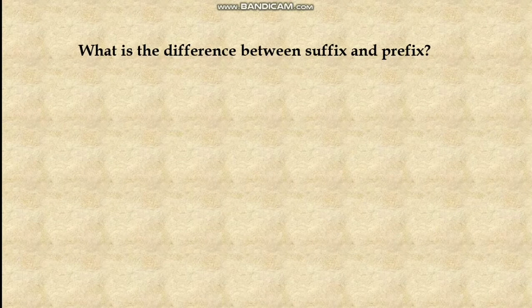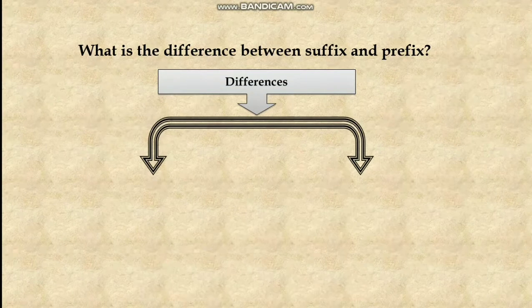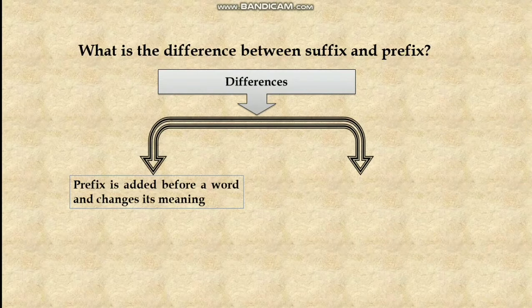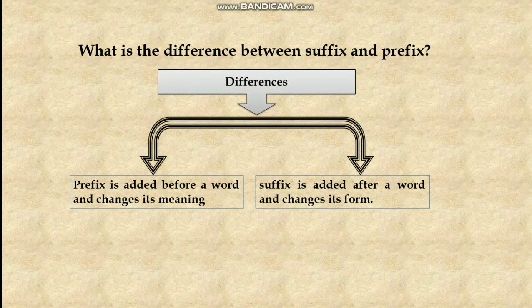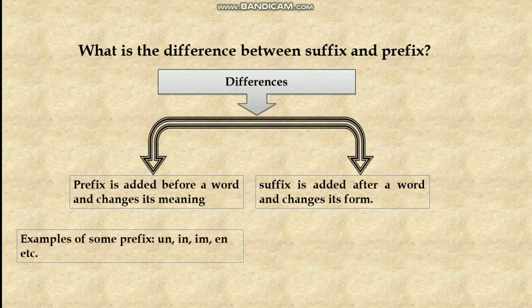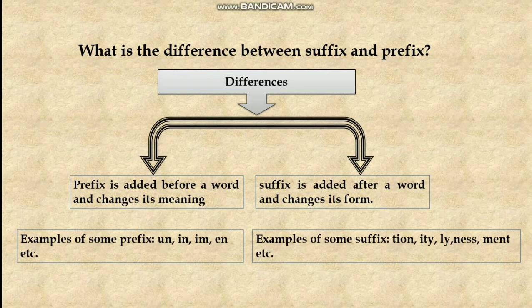What is the difference between suffix and prefix? Prefix is added before a word and changes its meaning. And suffix is added after a word and changes its form. Examples of some prefixes: un, in, etc. Examples of suffixes: ness, ment, ly, ful, etc.